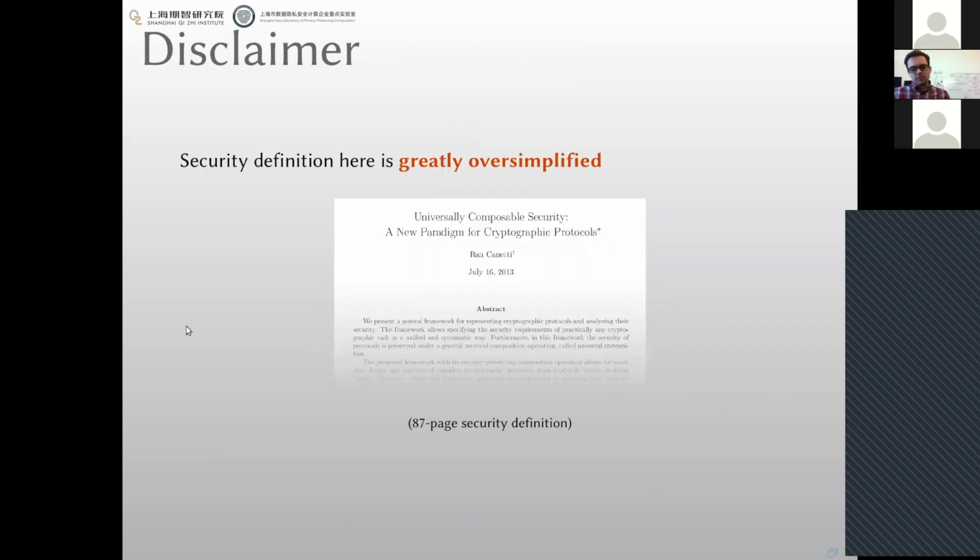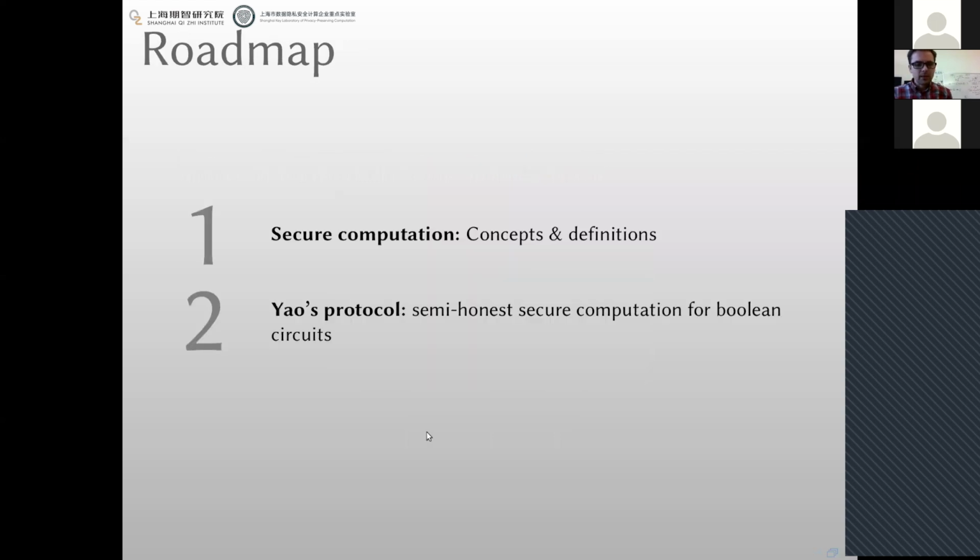Okay, because I only have a short time, I'm not giving you the full definition. If you want to know all the details of how to make a security definition for secure computation, you could check out this paper. It's 87 pages, and it's very complicated. So I only gave a simplified version here. So I've covered item number 1. This might be a good time, if you have questions about the security definitions or any of the concepts, please feel free to ask them now.